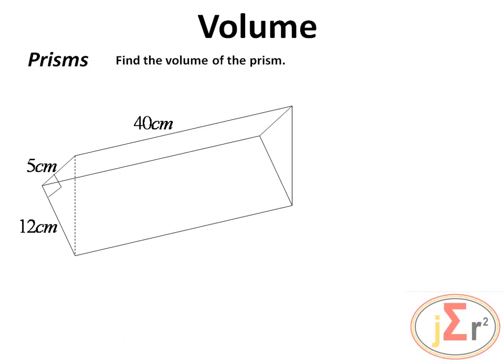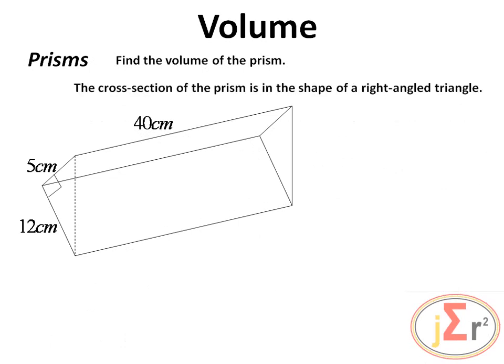So let us find the volume. Find the volume. The volume is found by what? Simple formula: A times L. What is A? The cross-sectional area. What is the length?